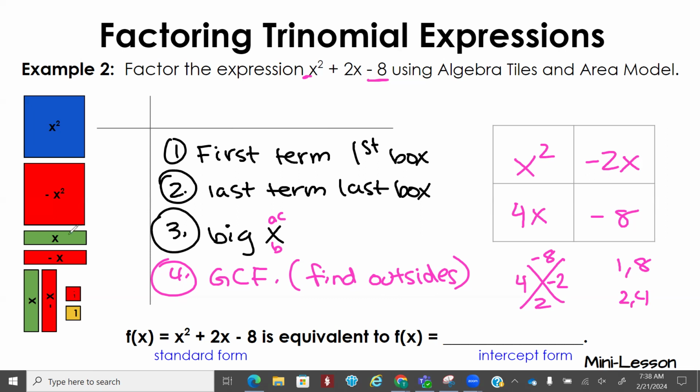Now I'm going to ask myself, what two things can I multiply together to get the outsides? x times x gives me x squared. What times x would give me -2x? -2. What times x would give me 4x? 4. 4 times -2 gives me -8. I see that there's a negative right here, so we're going to have x minus 2. This one's positive, so we're just going to leave it as x plus 4.